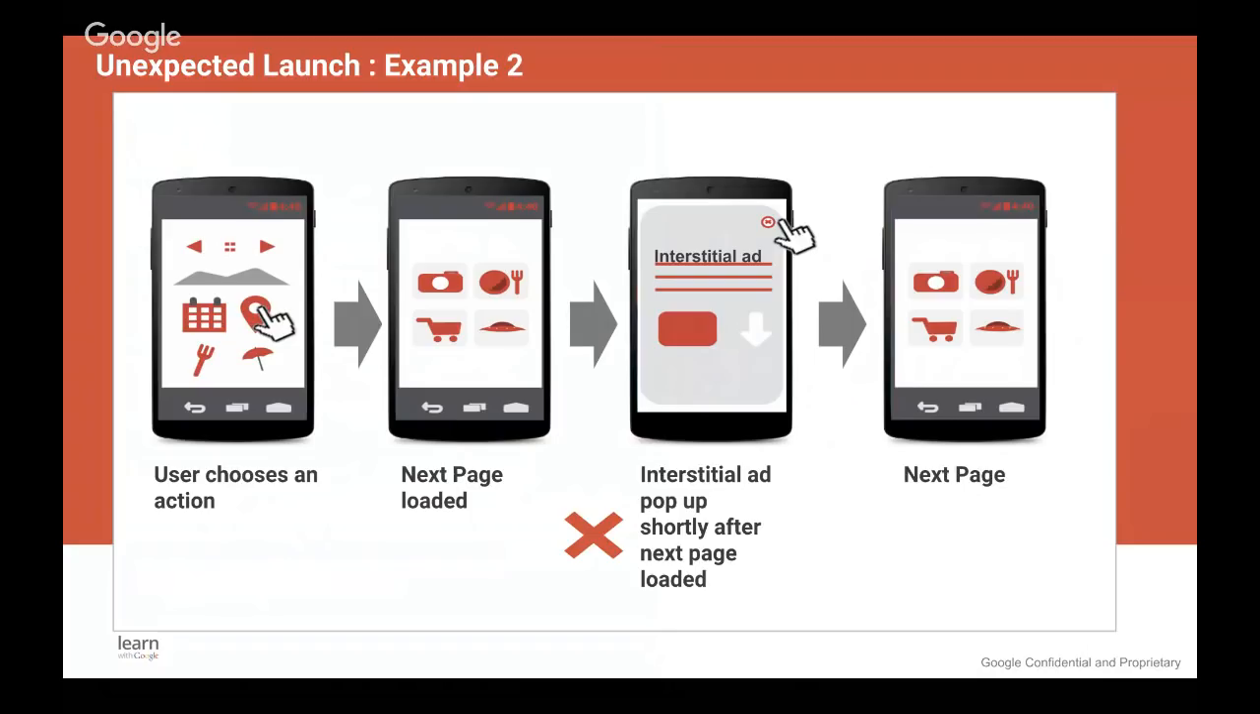So two golden rules to remember, again stressing the fact that no interstitial should show up without any user-generated action. And the second piece is that the page before an interstitial and after an interstitial should always be different.